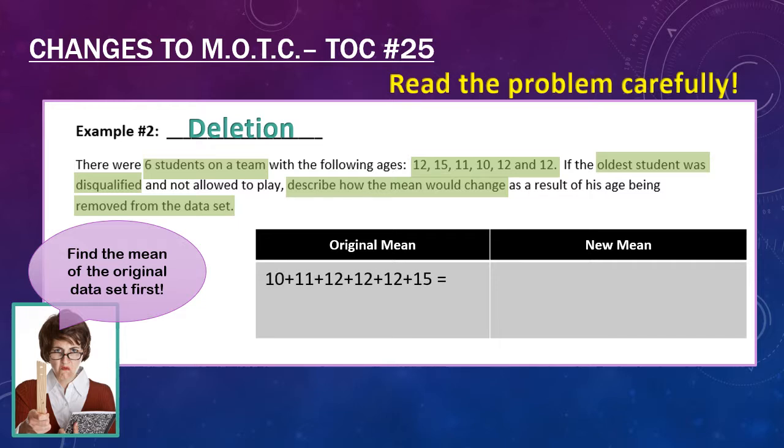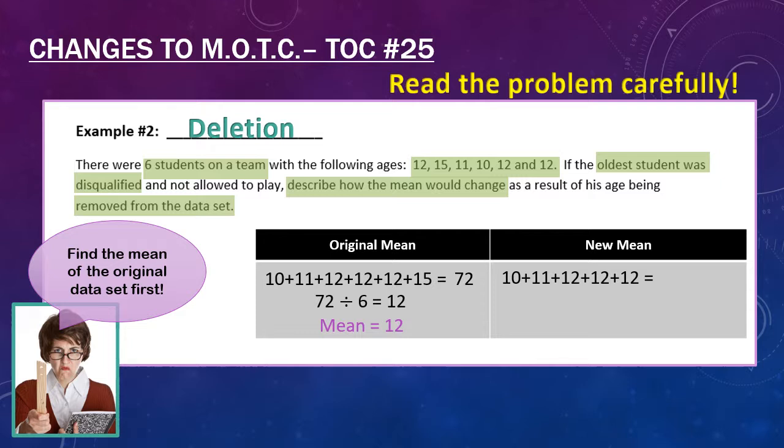So add up all those ages to find the original mean first. When I add up all those ages, I get a total of 72. Divide that by the 6 people on the team, and I get an age of 12. So my mean originally was 12. But if I take that student out because he was disqualified, I now only have 5 students playing. That 15-year-old is gone. Now, if you think about it, my oldest student was 15, and I take him away.